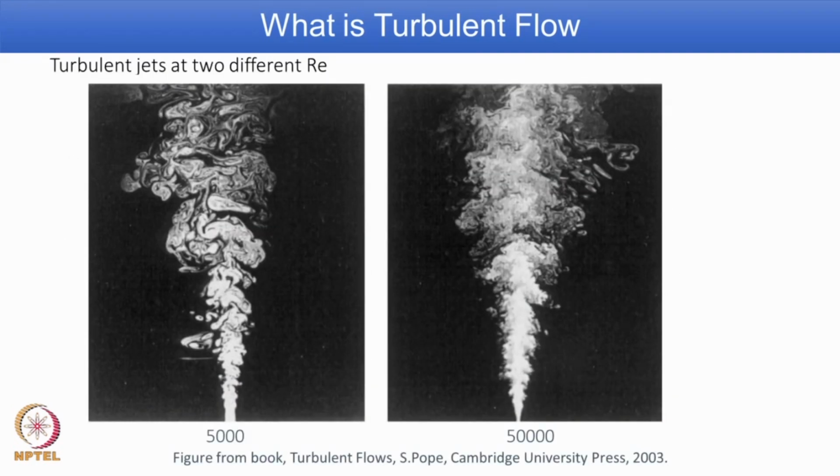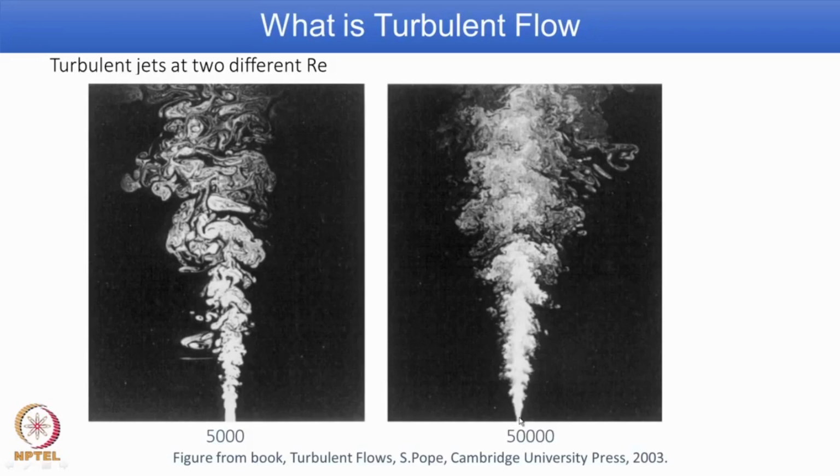Here you have an illustration to understand, though it is turbulent, how it behaves for two different Reynolds numbers. There are two pictures shown. These are turbulent jets at two different Reynolds numbers. On the left the Reynolds number is 5000, on the right the Reynolds number is 50,000. The difference between them is one order of magnitude. The jet is issued from the bottom as I am showing here, the same situation on the other side.